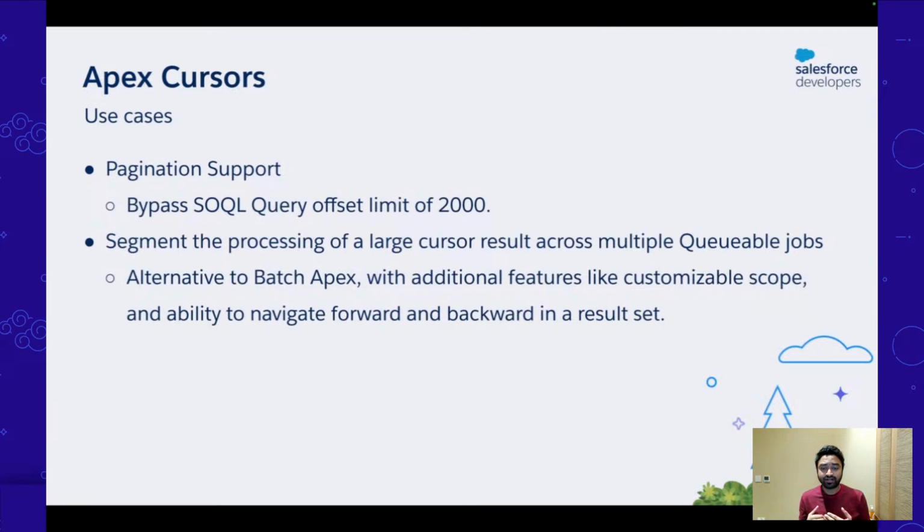The second advantage that you're going to get is customizable scope. Now, you might say, even with batch, I'm able to customize the scope, but once you define the scope for a batch, all the jobs are going to run with the same batch size. But here, let's say you're chaining different queueable jobs. For each chain, you get to control what the batch size is going to be.